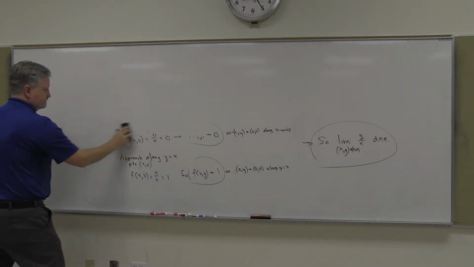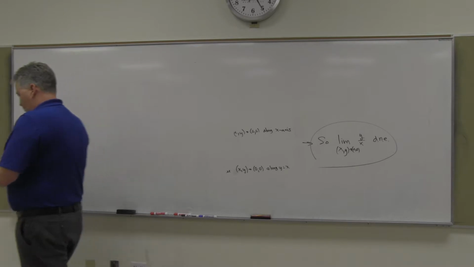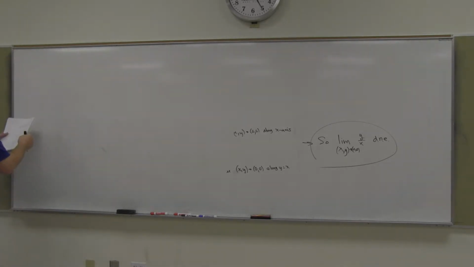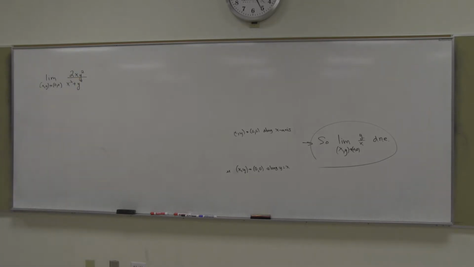All right, let's look at this one. What about the limit as x, y approaches 0, 0 of 2x y squared over x squared plus y to the fourth? So again, we got the 0 over 0 thing. But as we know, 0 over 0 is indeterminate. So we've got to figure out if there is a limit or maybe there is not a limit.